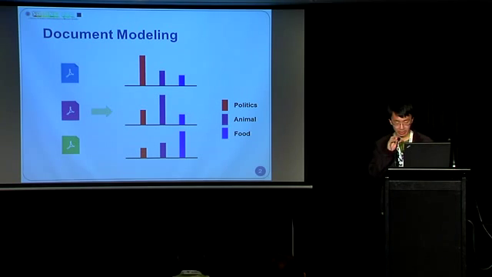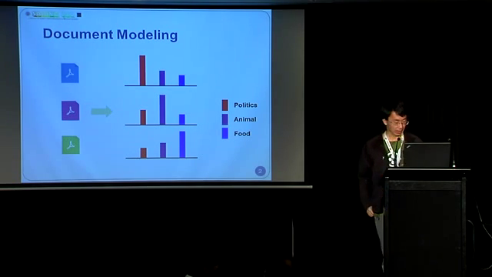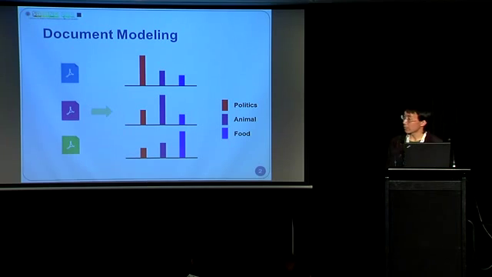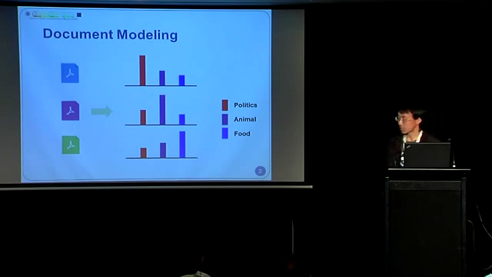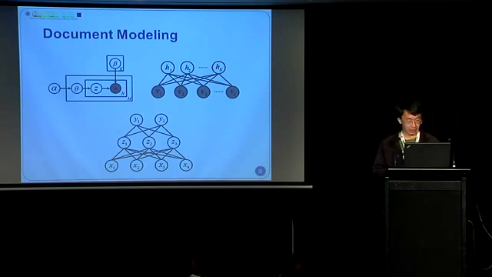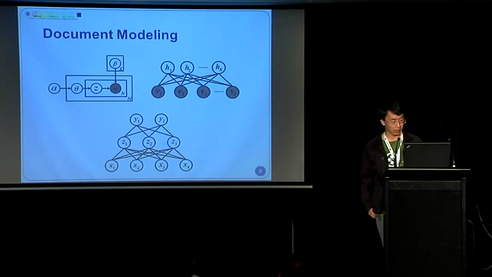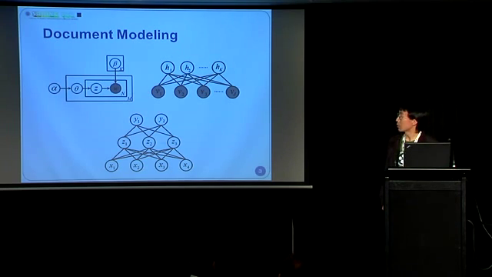To represent the documents in this latent semantic space, compared with bag-of-words representations, these semantic representations can be more effective for downstream text mining tasks, such as document retrieval, classification, and clustering. There have been many models proposed for document modeling, such as the directed topic model, latent Dirichlet allocation, and undirected topic models, such as the restricted Boltzmann machine and neural networks, and many others.